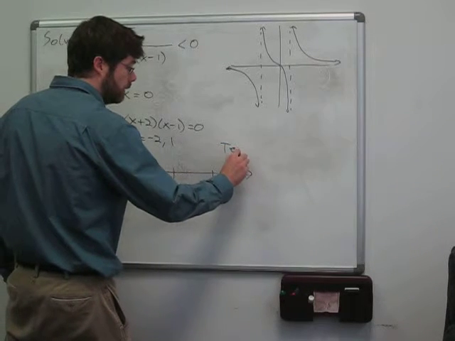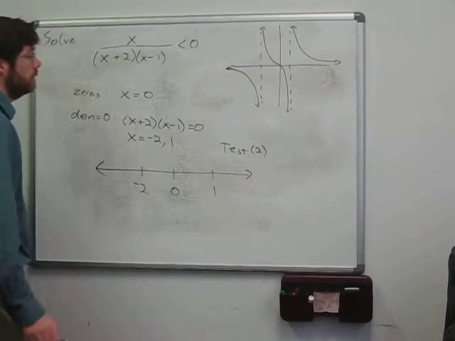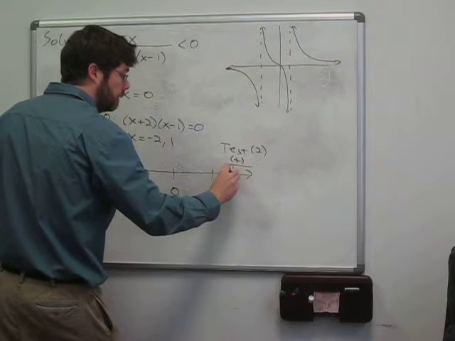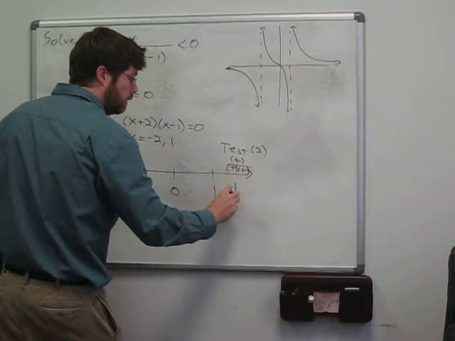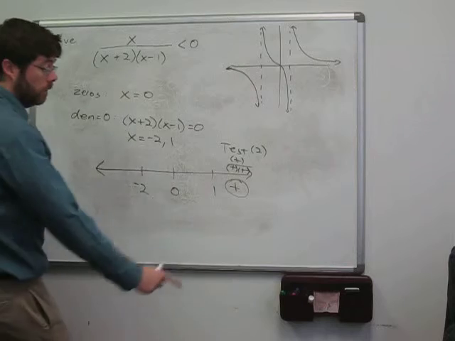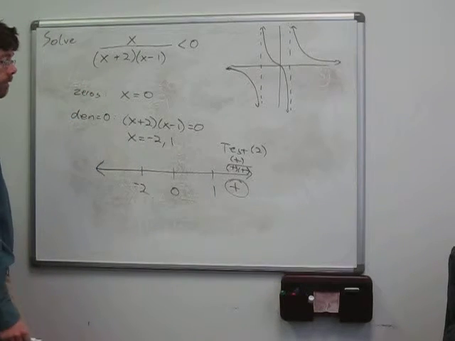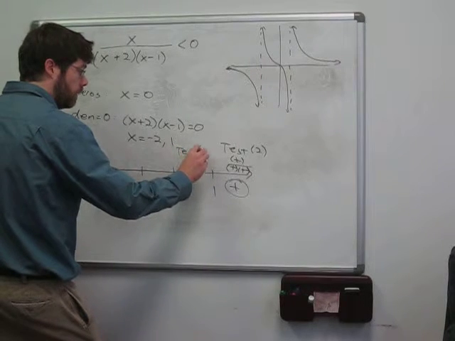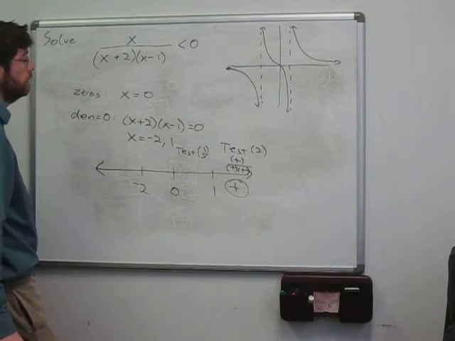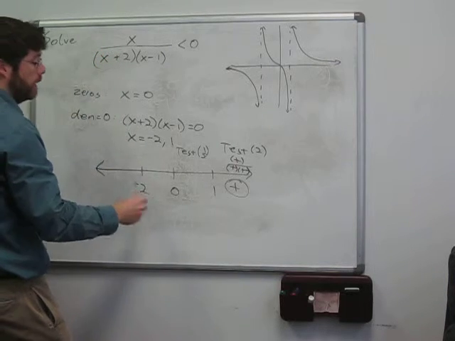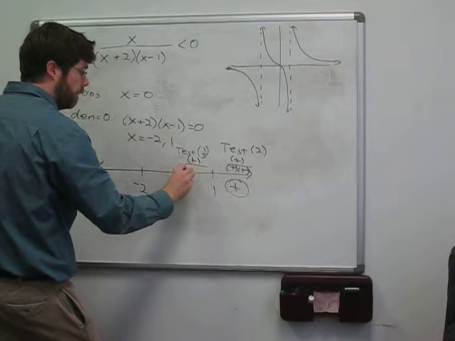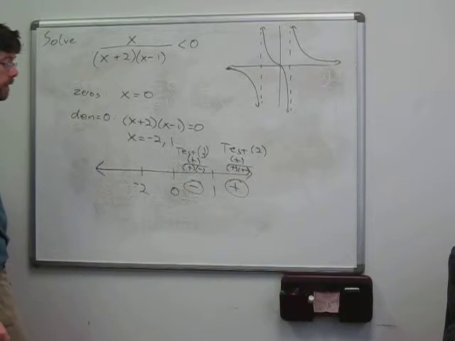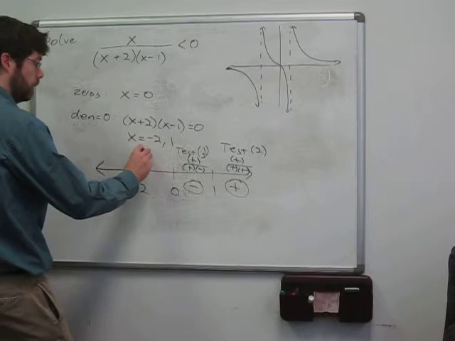So we can test 2 in the rightmost interval, positive over a positive times a positive. A rational function will be positive from 1 out to infinity. Test 1/2 in this interval. We get a positive divided by positive times a negative. So our function is negative between 0 and 1.